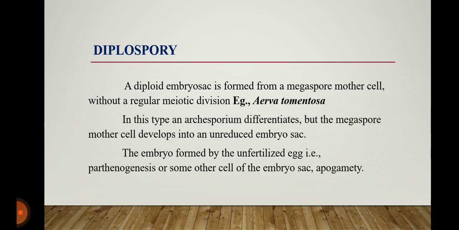Diplospory. A diploid embryo sac is formed from a megaspore mother cell without a regular meiotic division. Example, Arnica tomentosa. In this type, an archesporium differentiates, but the megaspore mother cell develops into an unreduced embryo sac. The embryo is formed by the unfertilized egg, that is parthenogenesis, or from some other cell of the embryo sac, that is apogamy.